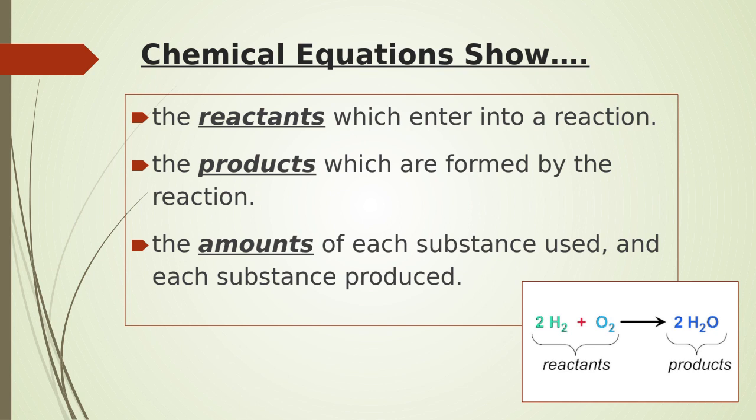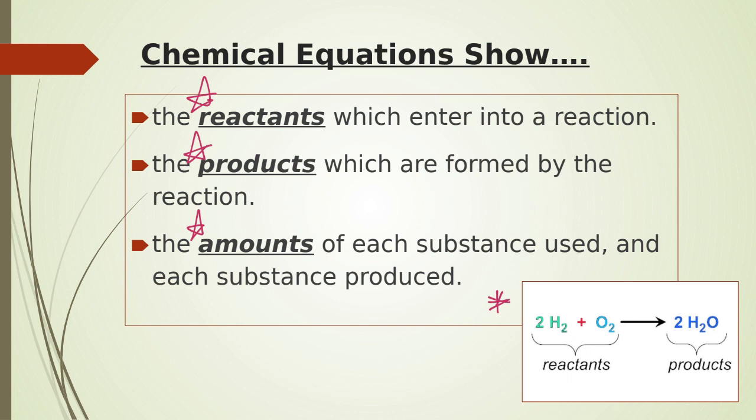Chemical equations show the reactants which enter into a reaction. They also show the products that get formed by the reaction, and they also indicate the amounts of each substance that is used. We understand that a chemical equation would be balanced to satisfy the law of conservation of mass. We can see this here in this example of the production of water.